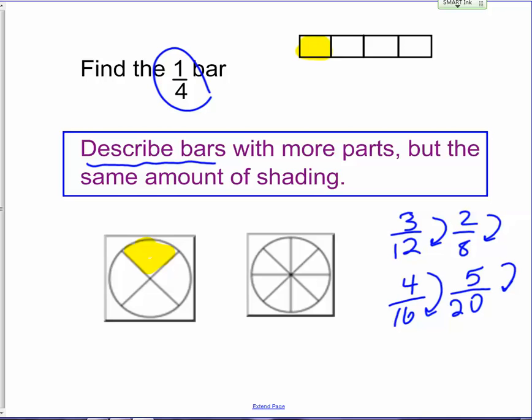Then we played around with bars and described bars that had more parts but the same amount shaded. I had you just imagine these bars. So we could have 3 parts out of 12, 2 parts out of 8, 5 parts out of 20, 4 parts out of 16. And then we looked at a cool pattern. Because 1 times 4 is 4, all of these have that same pattern. 3 times 4 is 12, 2 times 4 is 8, 5 times 4 is 20, 4 times 4 is 16. So another pattern to 1/4 is that in every fraction that's equal to a fourth, the numerator times 4 gives you the denominator. And that's what 1/4 means.